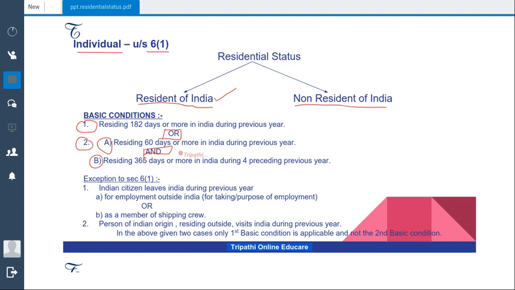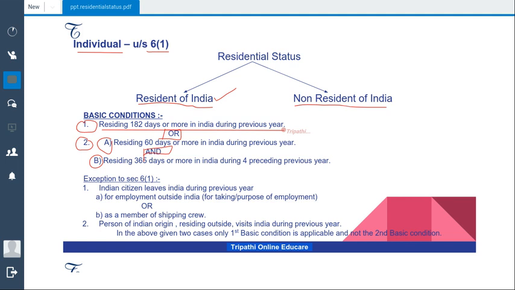So let us try to understand the first basic condition. The first basic condition is residing 182 days or more in India during the previous year. Our previous year is 2016-17. So in 16-17 you will have to stay in India for a minimum period of 182 days. If you are staying in India for a minimum period of 182 days in the year 2016-17, then you will become resident of India.